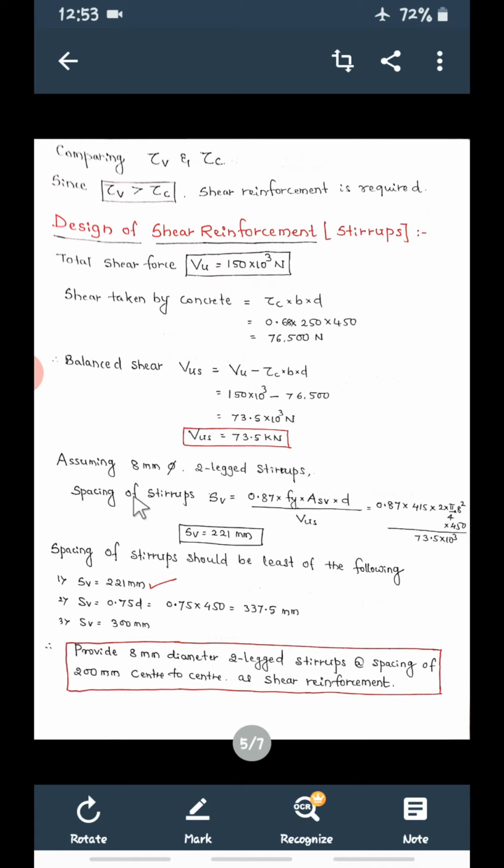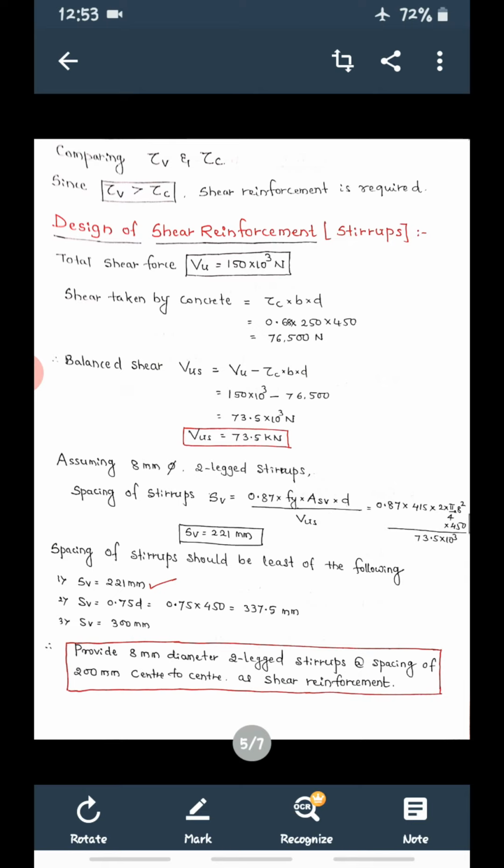Now directly you can find out the spacing of stirrups, at what spacing you are going to provide. So SV, spacing, is equal to, this formula is there in the code book also: 0.87 FY ASV, not AST, ASV into D divided by VUS, this VUS shear force. So that is equal to 0.87 FY. FY is 415. ASV, what is ASV? It is the area of stirrups.